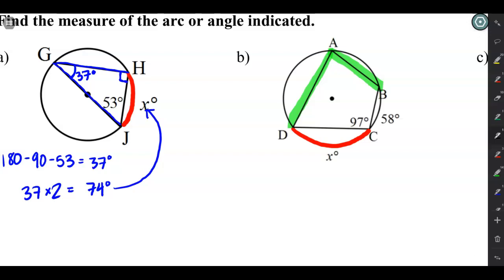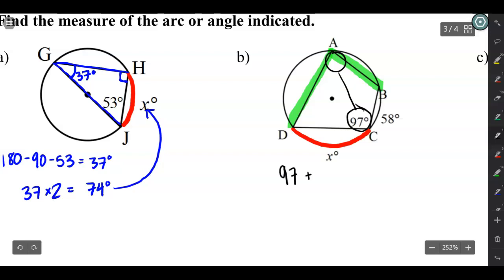Well, I know that in inscribed quadrilaterals like this, opposite angles are supplementary. So that means that 97 plus that angle, maybe we'll just call it A for angle, has to be equal to 180 degrees. So I'm going to subtract 97 from both sides here, which tells me that my A is equal to 83 degrees.